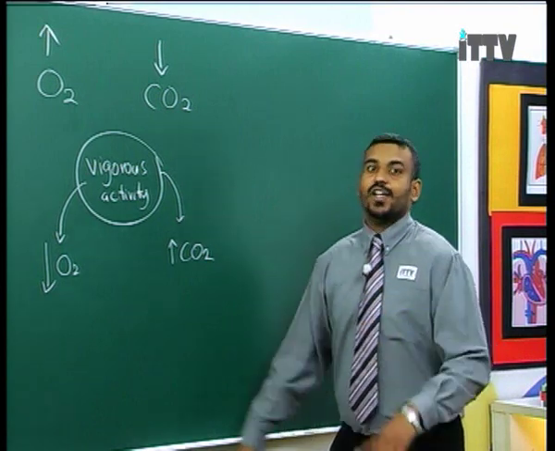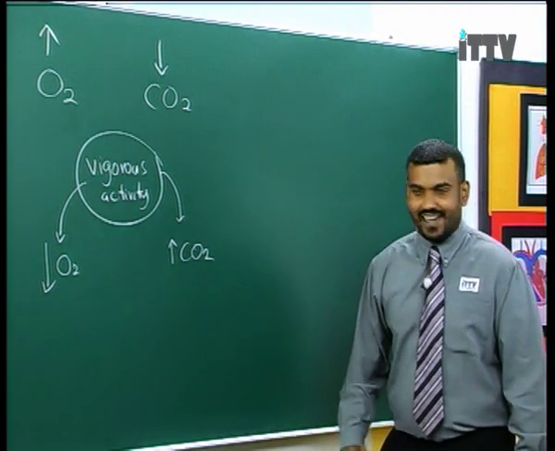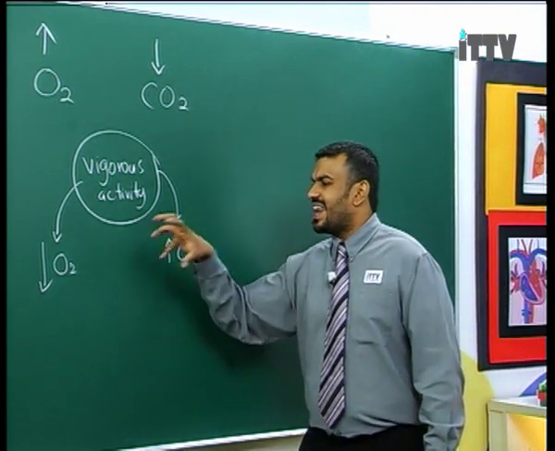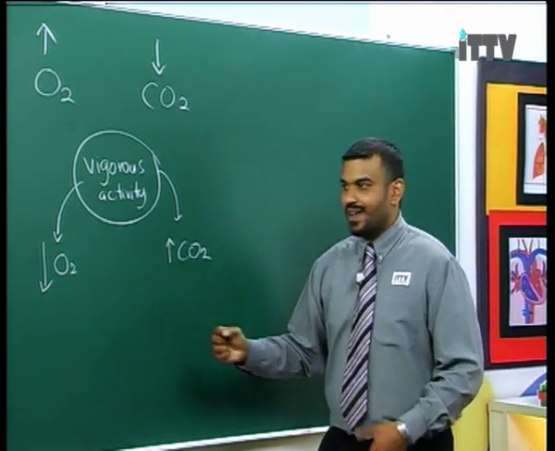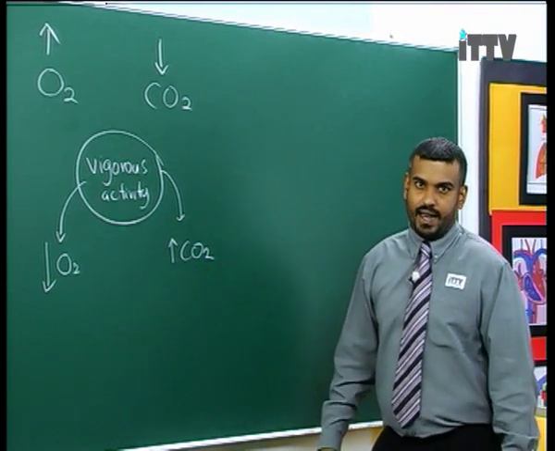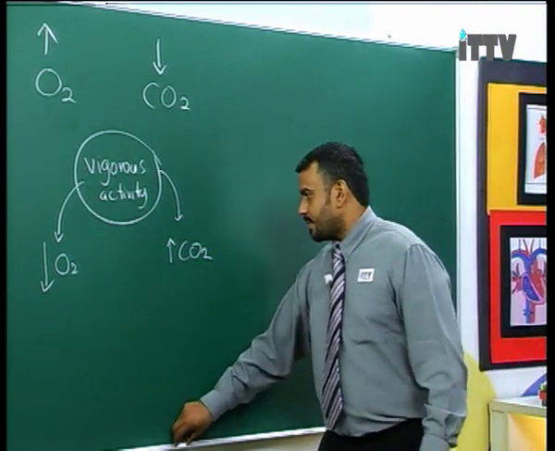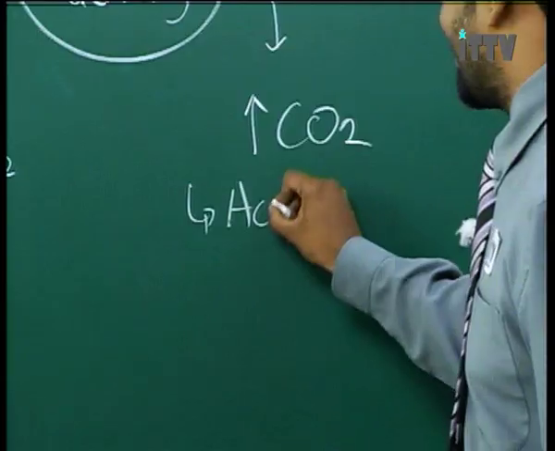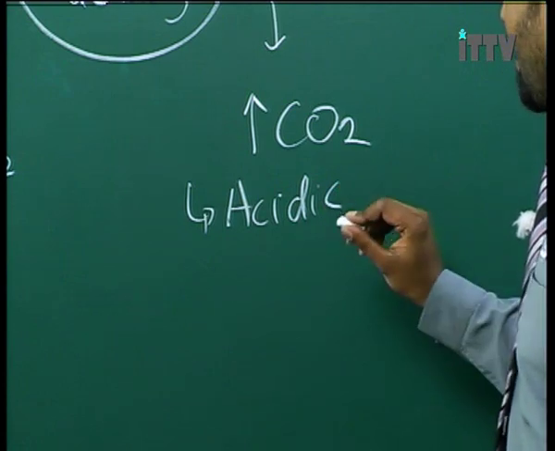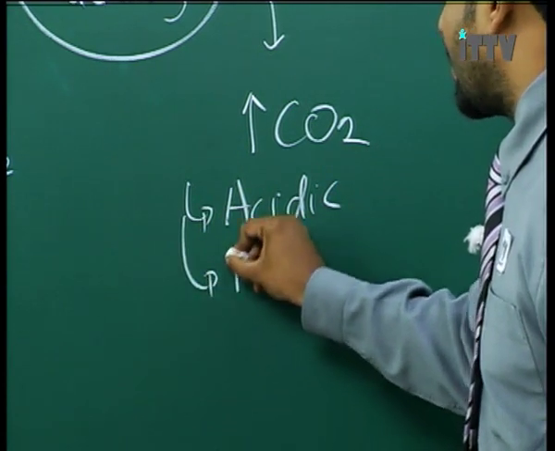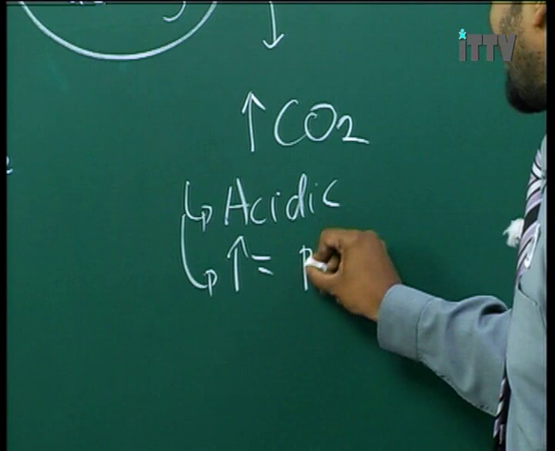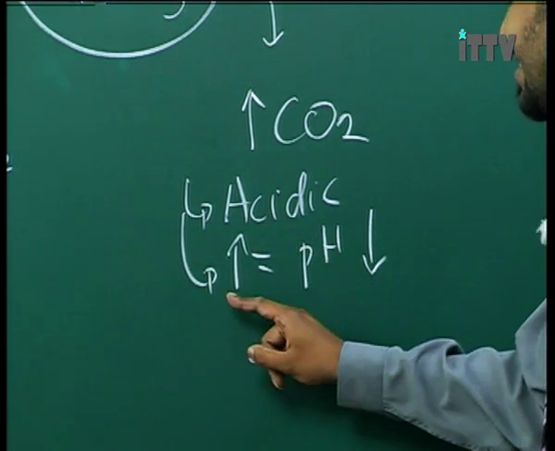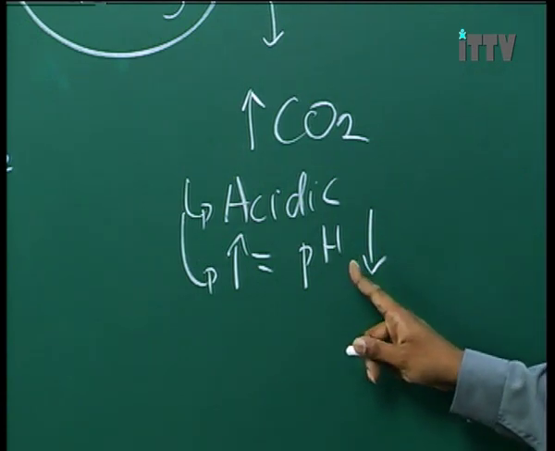Why? You learned in the previous lesson already. Carbon dioxide is an acidic gas. See, oxygen is very hard to identify, but carbon dioxide we can easily identify. How? Watch. See here, carbon dioxide is an acidic gas. Correct or not? That means an accumulation of carbon dioxide will cause the pH to drop. Correct or not? So an increase in carbon dioxide will cause the pH to drop, become more acidic.